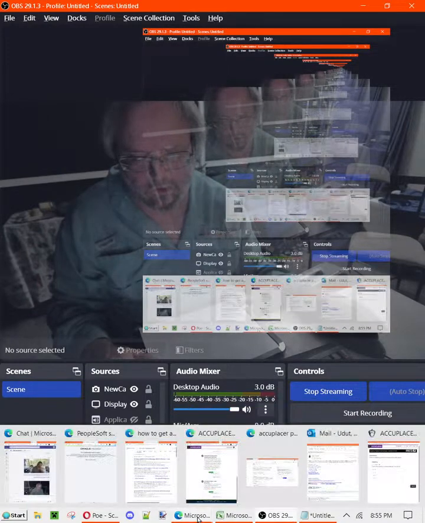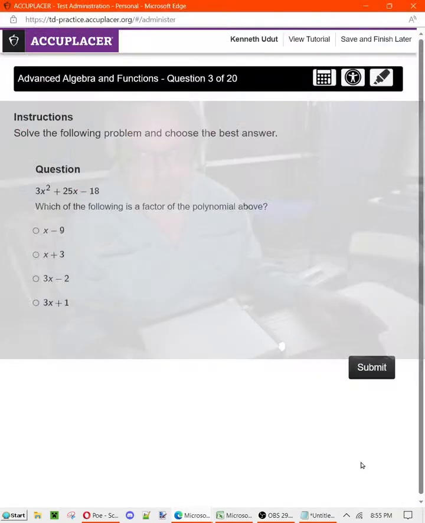What I'm trying to do, this is the advanced algebra and functions on the Accuplacer, which I don't expect to do well on. But I did see a video that showed just using substitution for everything. And it should work. And I thought, I can do that. You just replace x with 1, 2, 3, 4, until something matches.